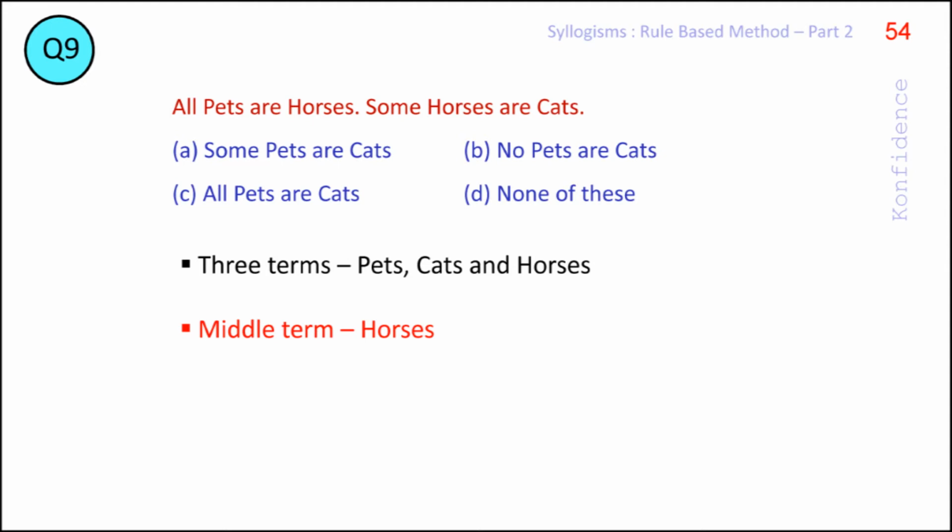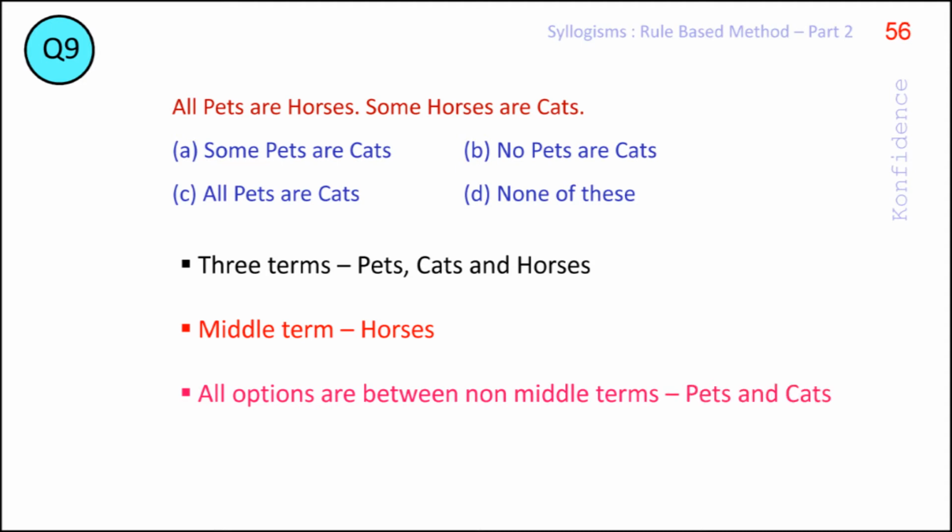Now look at the options. All of them are between the non-middle terms pets and cats. That means that the validity of all the options can be checked using the rules. What we do next is to mark the distribution pattern of the terms in the premises.